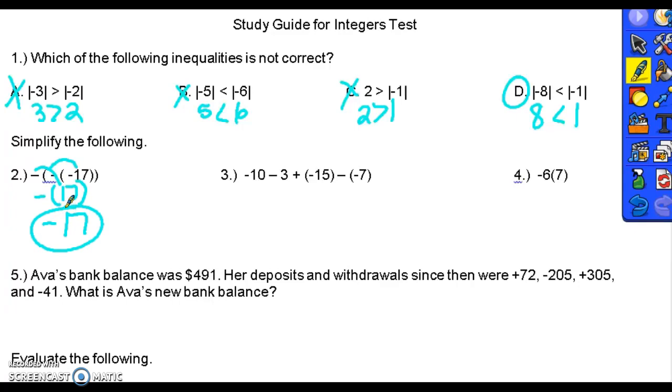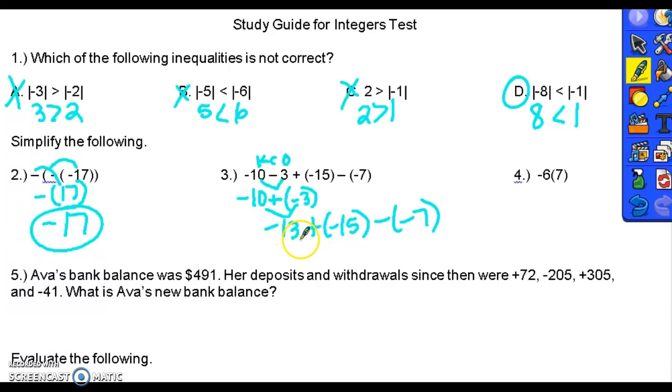Number 3, we work from left to right. -10 minus 3, we use additive inverse. Keep your -10, change subtraction to addition, take the opposite of 3. -10 plus -3, my signs are the same, so I add them and keep the sign. That's -13. Bring everything else down. -13 plus -15, my signs are the same, so I add them and keep the sign. Bring everything else down.